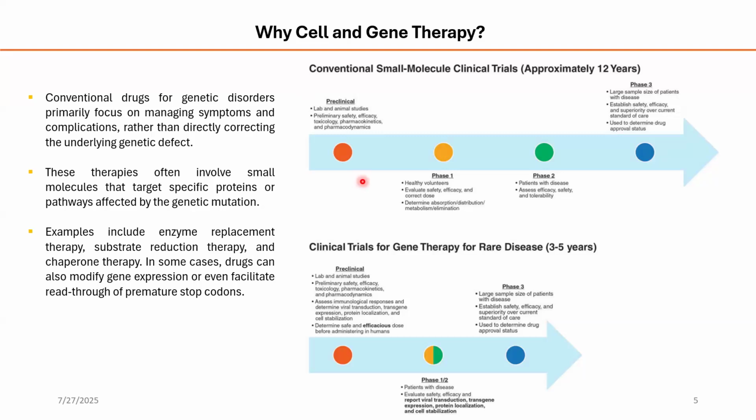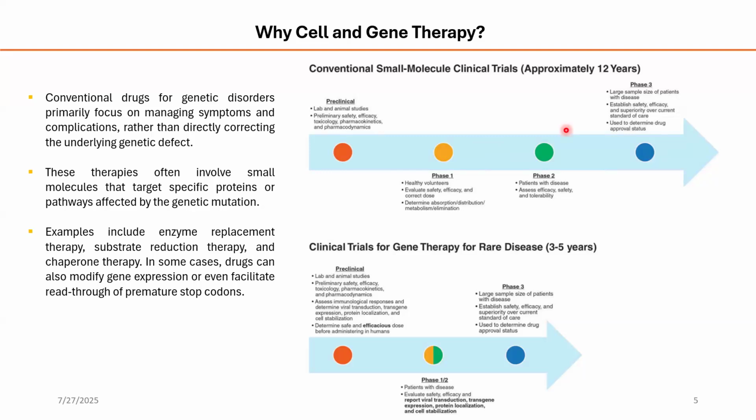kinetics. Then after the first approval comes phase 1 and phase 2, where they mainly focus on healthy volunteers. In the case of phase 1 clinical trials, the drug is tested on healthy volunteers, where they evaluate the safety, efficacy, and also the dosage. Then they go for phase 2, where they use it on a small number of around 300 to 500 patients who have the disease. So this is to assess the efficacy, safety, and the tolerability.